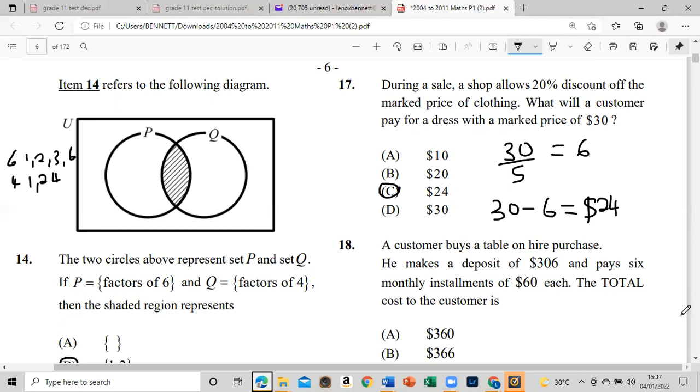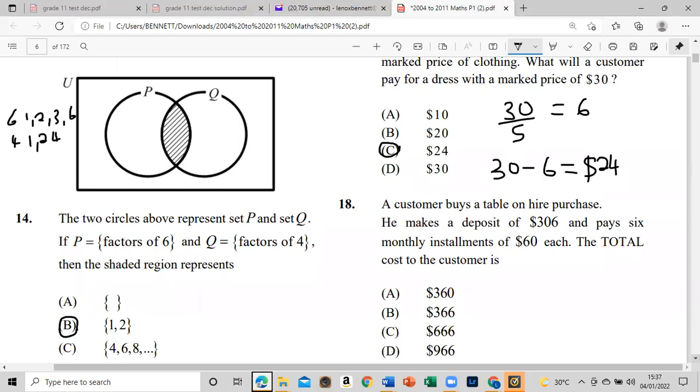A customer buys a table on hire purchase. He makes a deposit of $306 and pays 6 monthly installments of $60 each. Total cost to the customer is, so the deposit is the money you pay first. You carry that first. But then you have to pay a monthly installment for 6 months, a flat rate of $60. So it would be 60 times 6.